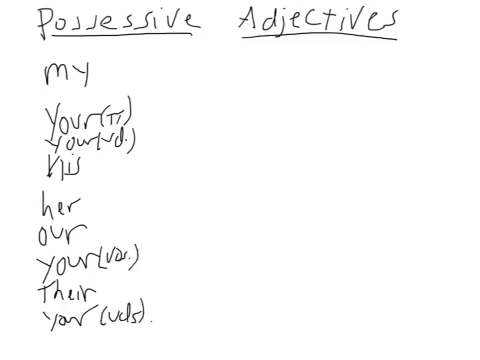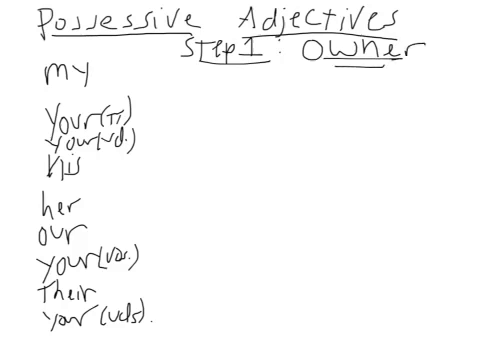Alright? Now, step one is you want to pick the right possessive adjective. This step is going to be all about getting the adjective based on the owner. You're going to pick the adjective that matches the owner. Okay, so that's what we're going to focus on here, is who has the thing.